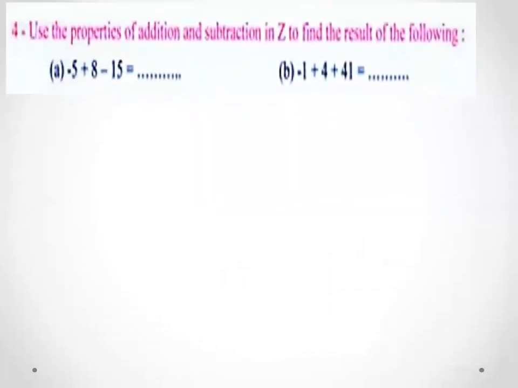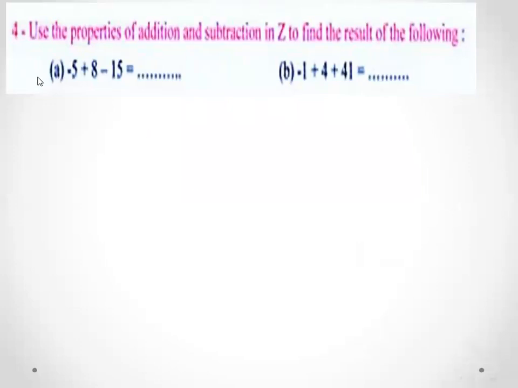Use properties of addition and subtraction in Z to find the result of the following. Do you remember the properties of addition and subtraction? The properties are commutative property, associative property, closure property, additive identity, and additive inverse.